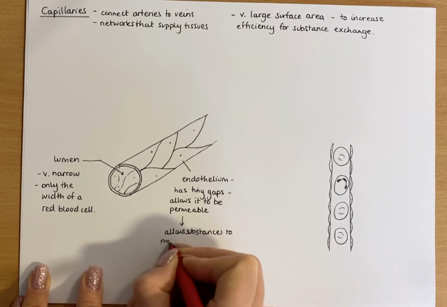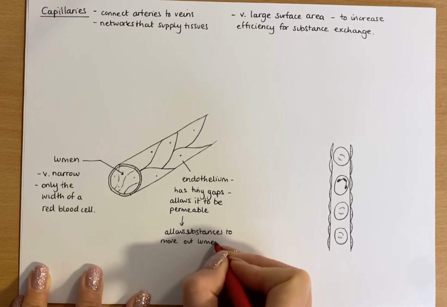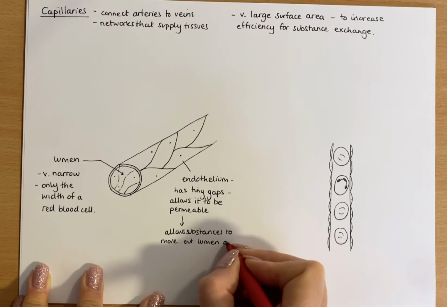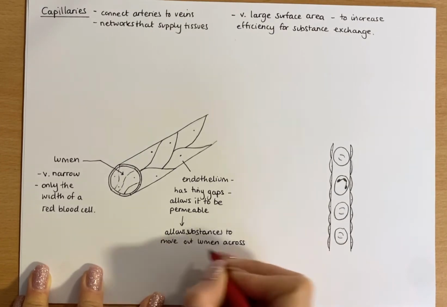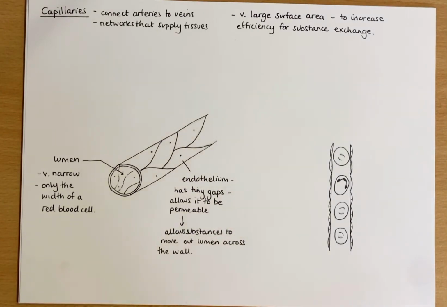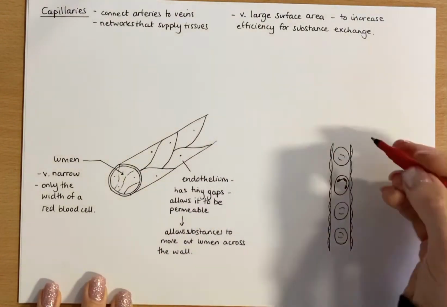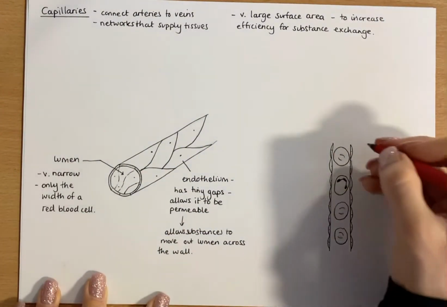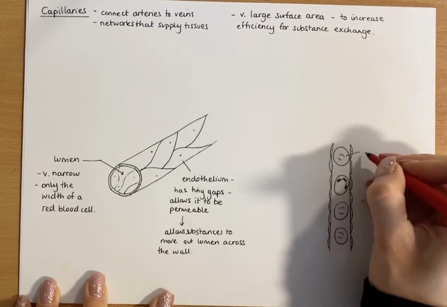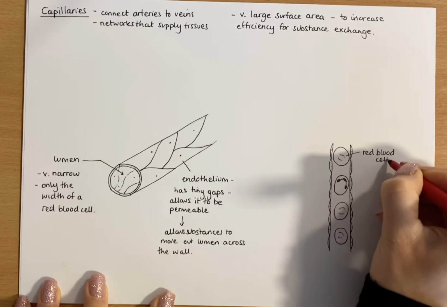Now when I say move through, I mean move out of the blood that's in there in the plasma and out of the lumen and then across that wall. Now this is the front section of the tube, which is the capillary, but what I've done is I've actually sectioned it off along here on this diagram. So in this you can see that it's only the width of one red blood cell, which is what's shown here.